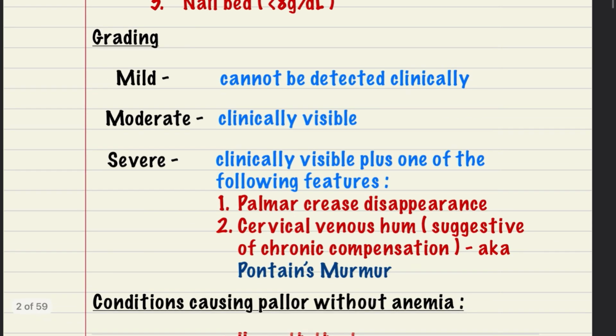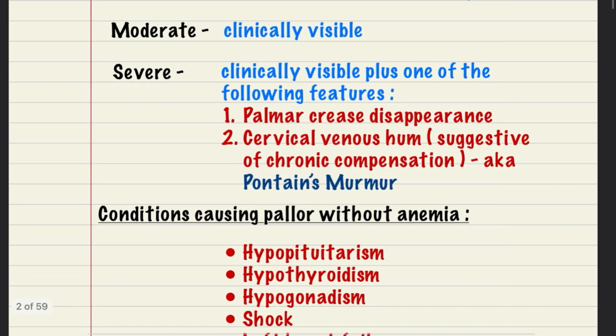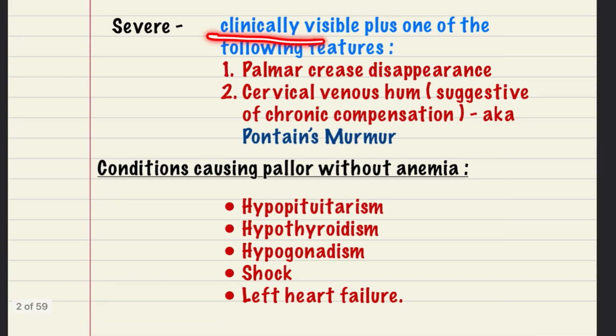Then we have the gradings of the pallor. Mild pallor is not detectable clinically. So whenever you spot pallor in the lower palpebral conjunctiva or any of these sites of examination, what you have to tell the examiner is that moderate pallor is present. You can't say mild because mild is not clinically detected. Severe is said when clinically visible pallor is present along with one of the following features: the palmar crease has disappeared, or you hear a cervical venous hum, also known as Pontin's murmur.